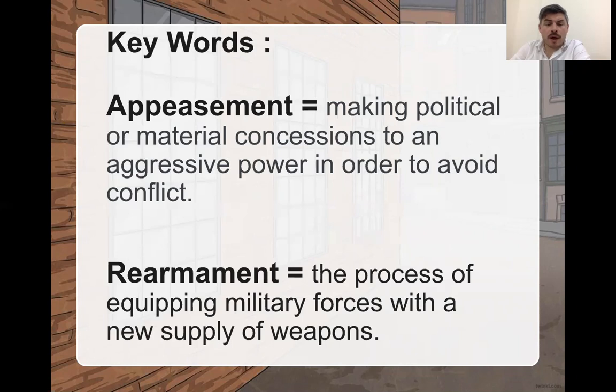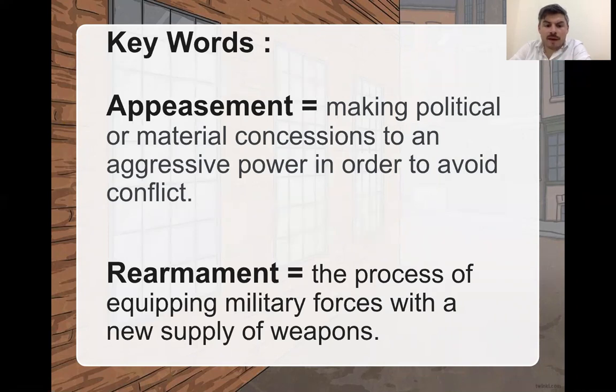Okay, so here are the two key words, the definitions. Appeasement is making political and material concessions to an aggressive power in order to avoid conflict. So in this case, appeasement during this period was when countries such as Britain, France and the United States made concessions. They allowed Germany, Italy and Japan to take aggressive actions without any punishment.